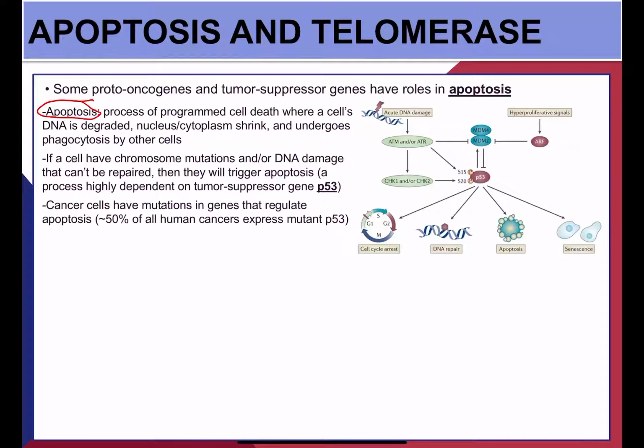Apoptosis is the process of what's called programmed cell death. This is where the cell's DNA is degraded, the nucleus and the cytoplasm shrink, and all of it will undergo phagocytosis by other cells. So it just withers away and is engulfed and gotten rid of by another cell. That's why it's called programmed cell death. It's like a last resort for a cell to prevent itself from becoming cancerous.